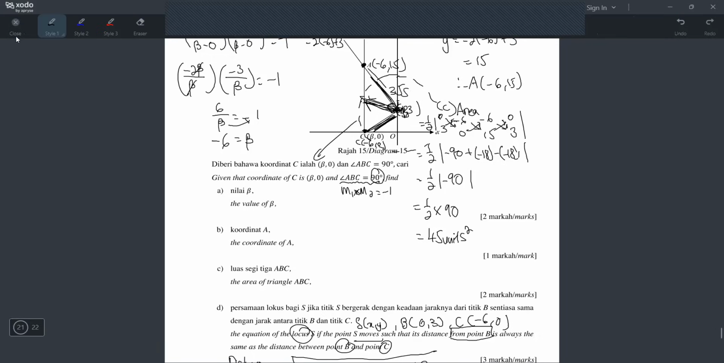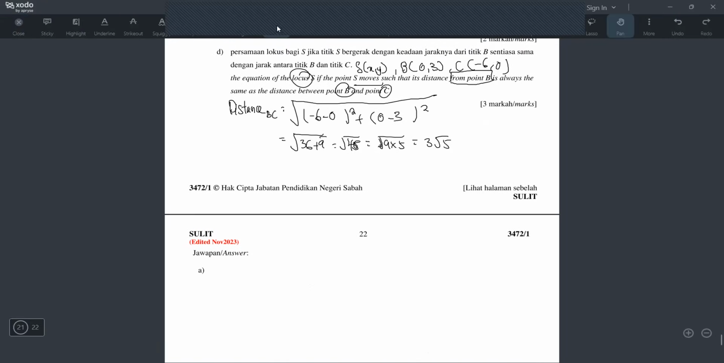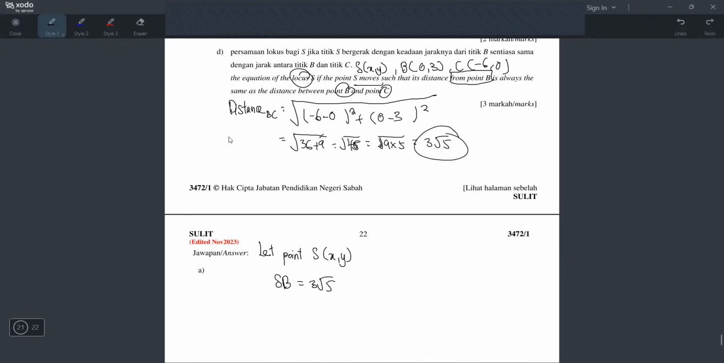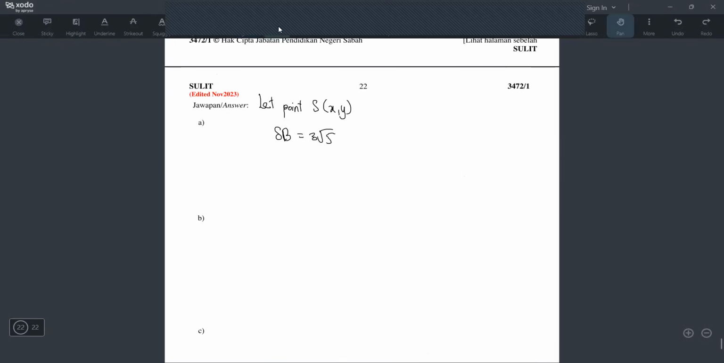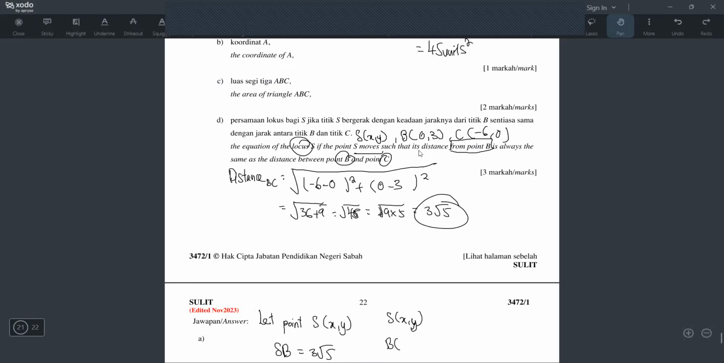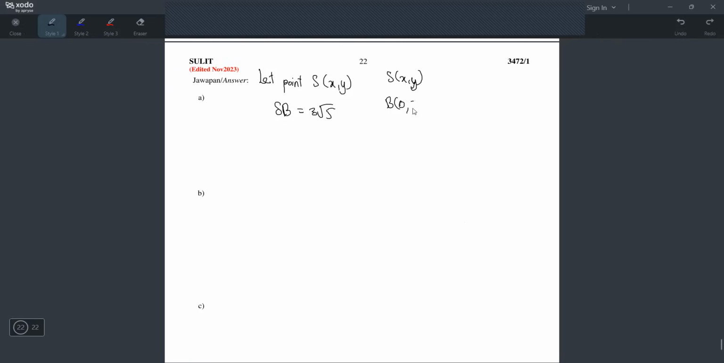So now you can find the locus. So now what you do is you will let the moving point, I'll do it here. So who's the moving point? S. So let it become XY. And then they say what? The S has to move such that the distance from B is always the same. So S to B distance is always 3 square root 5. That is why you have to find this value first before doing the locus, right? So now you need the point S coordinate, which is XY, and you also need the point B coordinate, which is 0, 3. Just now, yeah, 0, 3. And now you can find the locus.